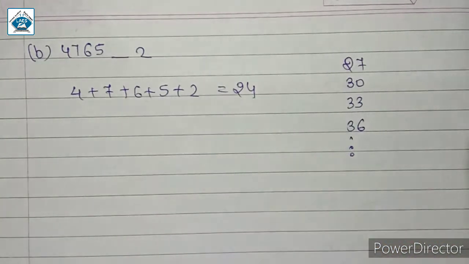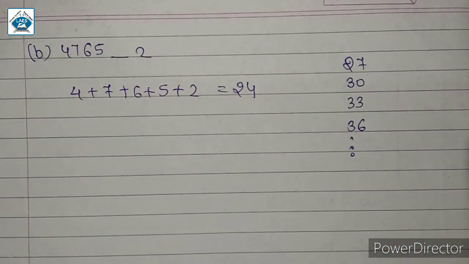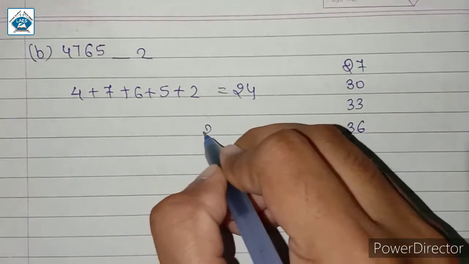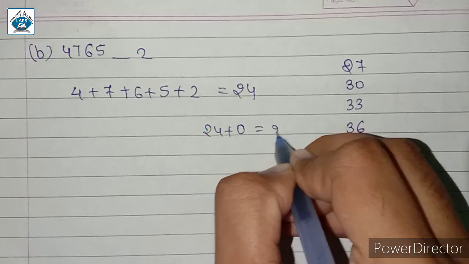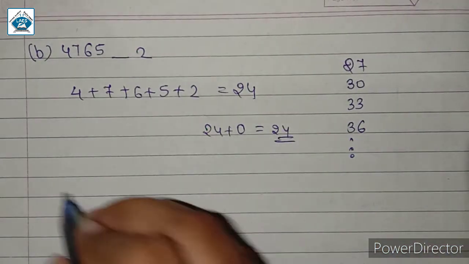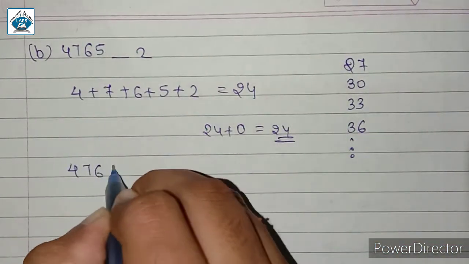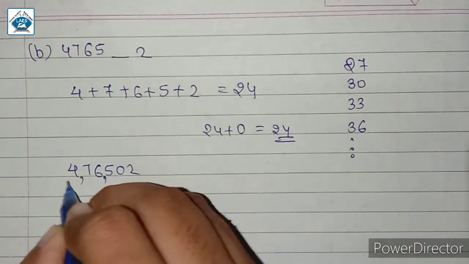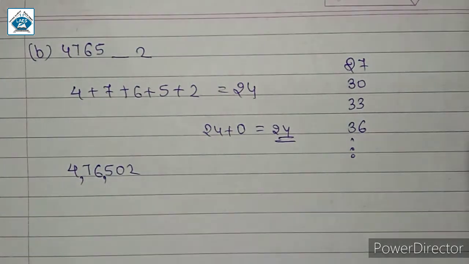ठीक है, 24 जो है वो ऑलरेडी एक मल्टीपल है, सो स्मॉलेस्ट डिजिट क्या ऐड करना पड़ेगा कि 24 ही रहे, 24 प्लस 0 इज इक्वल टू 24, राइट. सो यहाँ पे when we write this number, when we put 0 in the blank space, then also this number is divisible by 3. So here 4,76,502 is divisible by 3.